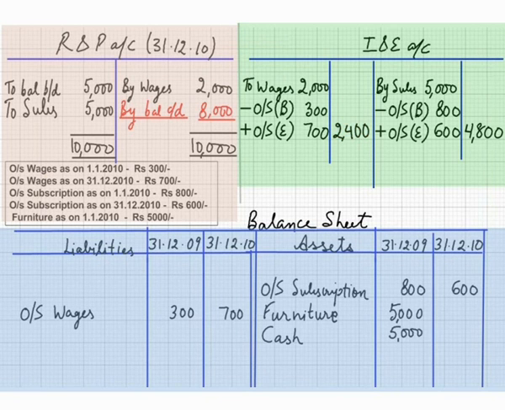So 2,000 minus 300 plus 700, in the outer column we'll write down 2,400 rupees. On receipts and payments, by balance c/d 8,000 means closing balance is 8,000. It will be taken to the balance sheet. Cash at the end 8,000 rupees.